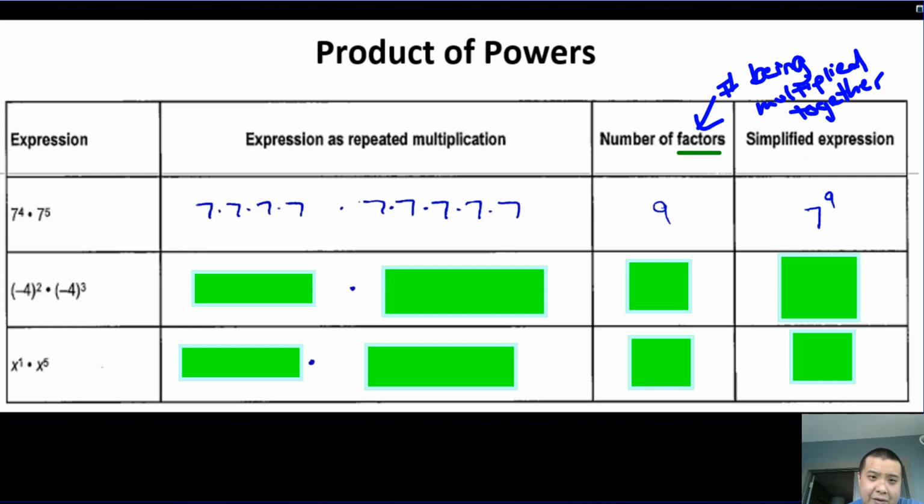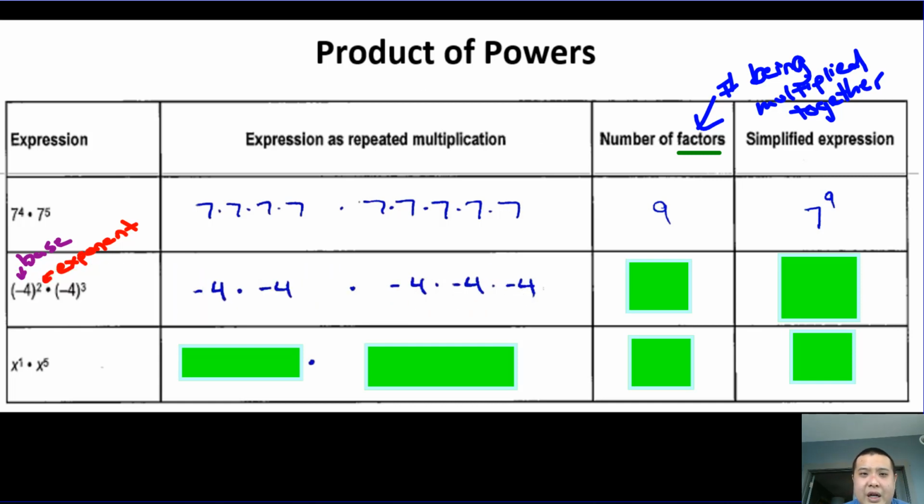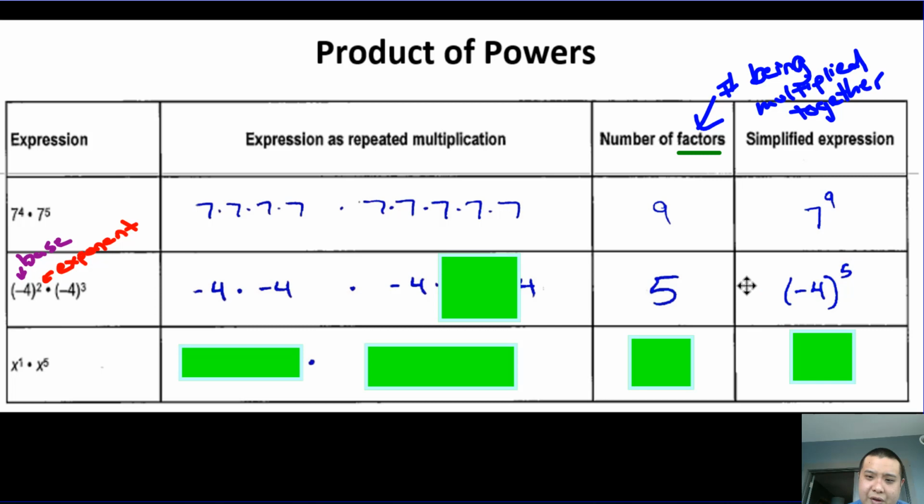Here we have negative 4 to the 2nd and negative 4 to the 3rd. Just to give you some definitions, the base is the number that's being multiplied together, so here the base is negative 4, and the exponent is the small number right here. In this case, negative 4 is the base, 2 is the exponent. So that's negative 4 times negative 4, and then negative 4 to the 3rd is negative 4 times negative 4 times negative 4. Here we have 5 negative 4s being multiplied together. There's 5 factors, so therefore this is negative 4 to the 5th.